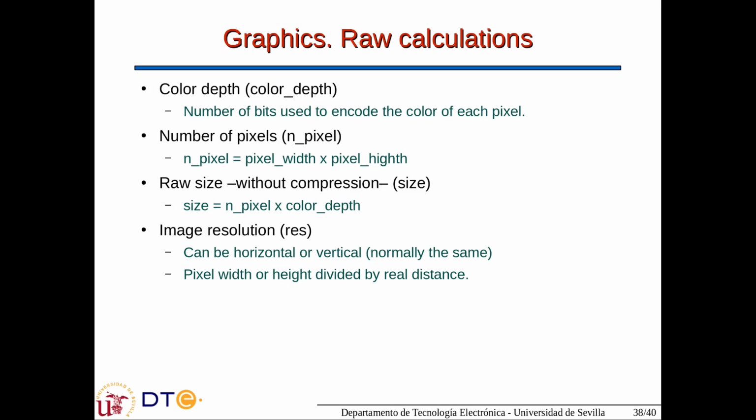There are some calculations you can do with raw graphics, with images which have no compression. Okay, and there are also some definitions. The color depth is the number of bits you use to encode color. We have seen 24 bits in our example. This is a very common number of bits, and it's called full color. Now we have the number of pixels in my image, which is the pixel width times the pixel height, as we have seen. With that, we can calculate the size of the image. It's called the raw size because it is the size occupied by all the bits without compression.